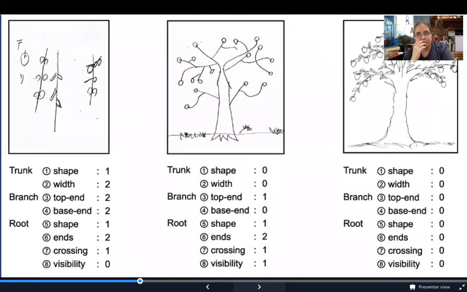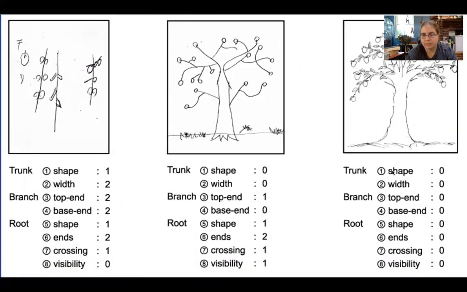This is an example of a drawing test they might use to see if someone has schizophrenia. They'll ask you to draw a tree, and they'll look at its shape and width. Does the trunk have the right shape? Does it have the right width? The top end, does that look right? At the base, how does it look? The roots, are there any roots? What about the root ends? Crossing, visibility.